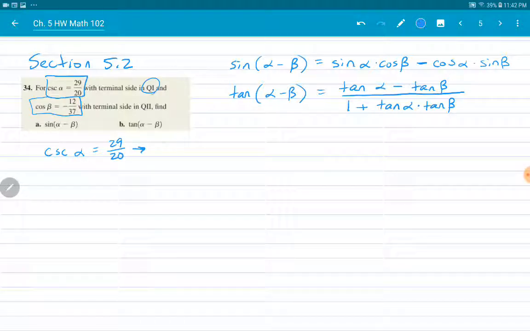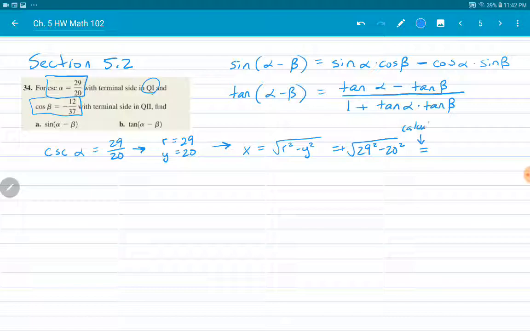Okay, so our first hint is that cosecant of alpha equals 29 over 20. And that tells me cosecant is r over y, so r is 29 and y is 20. And from that, I'm able to find x. X is the square root of r squared minus y squared. So that is the square root of 29 squared minus 20 squared. And it's in quadrant 1, so I know it's going to be positive. I'm going to put that in the calculator, and I get 21.